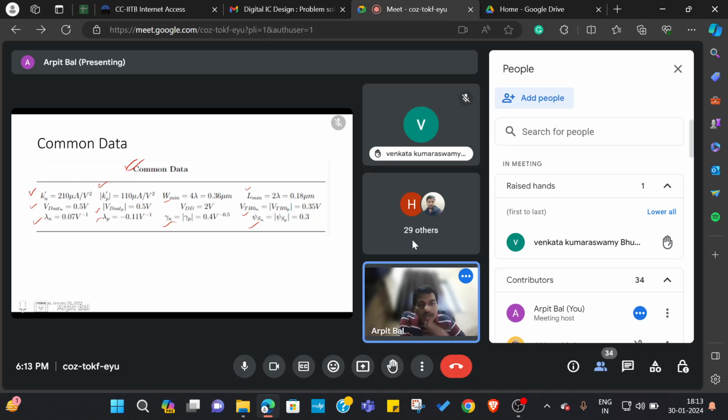I'll wait for a minute so that you can note down this common data, because we are going to use this data in the complete problem solving session. Please note it down as soon as possible. Once you have noted it down, please type in the chat box that it is done.